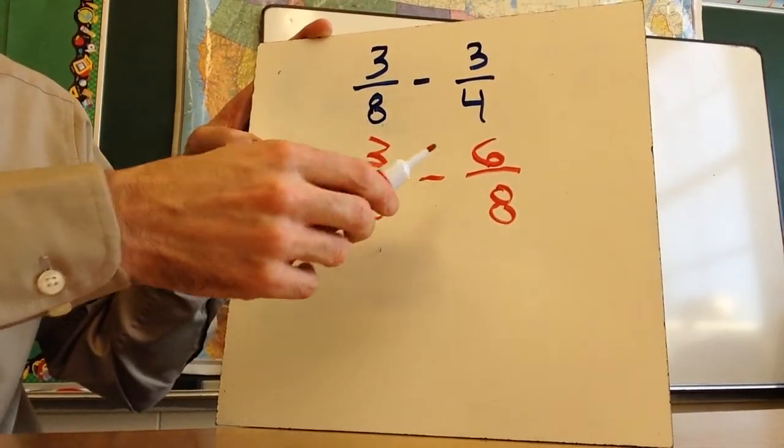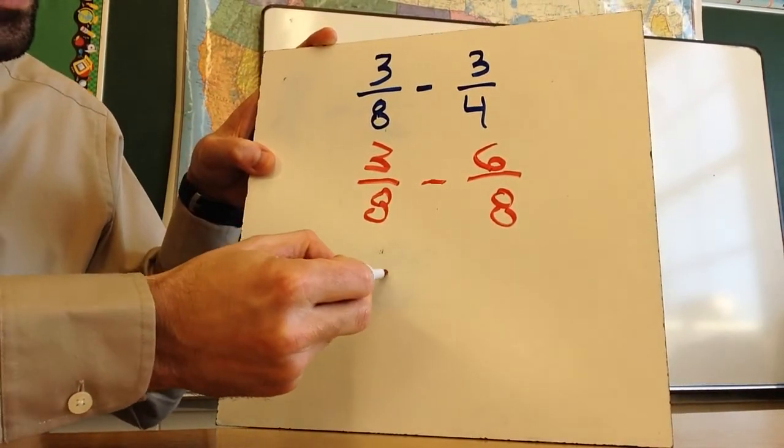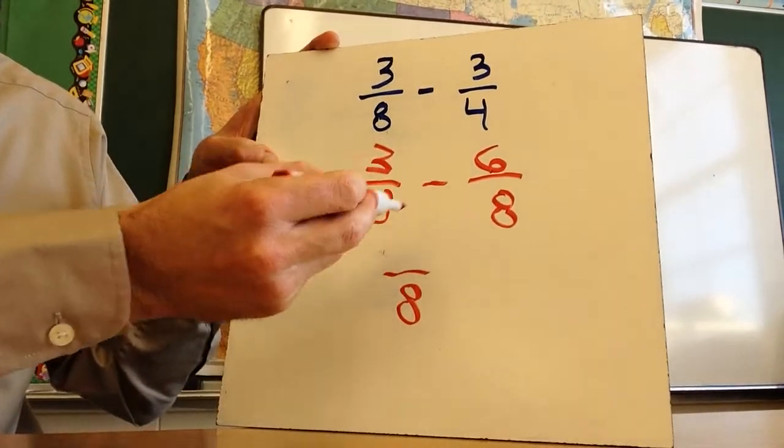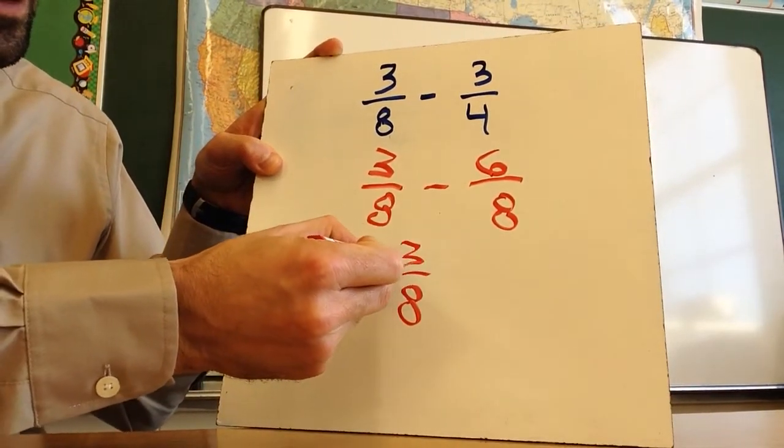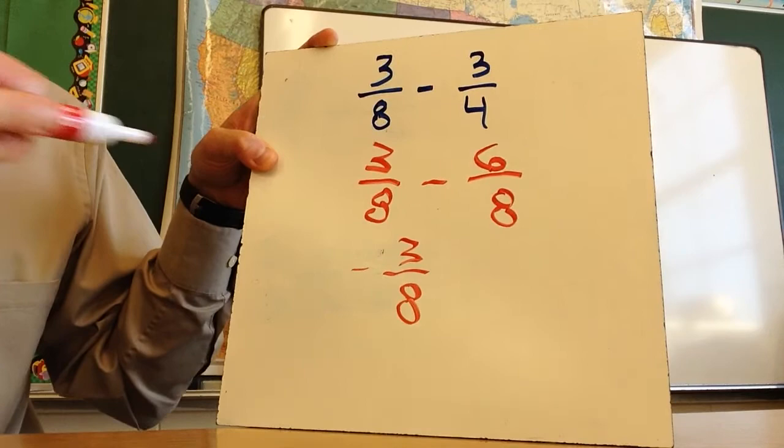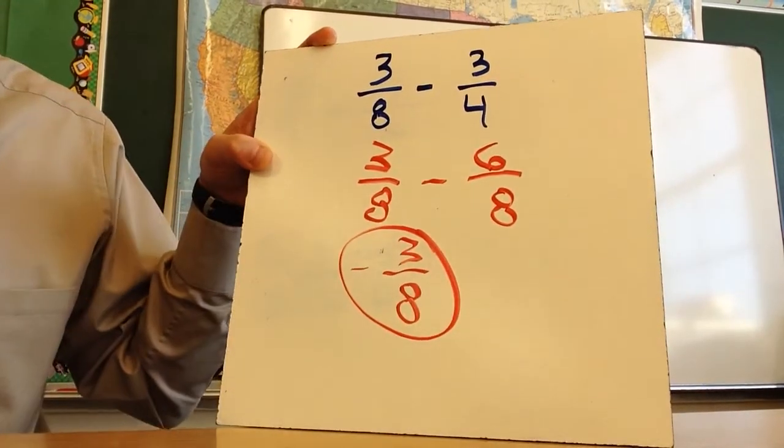Now I have 3/8 minus 6/8. Remember the 8 stays on the bottom. 3 minus 6 is negative 3. So my final answer is negative 3/8.